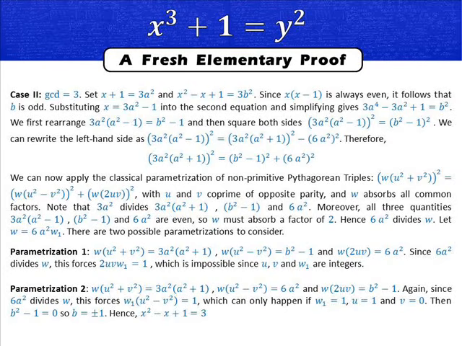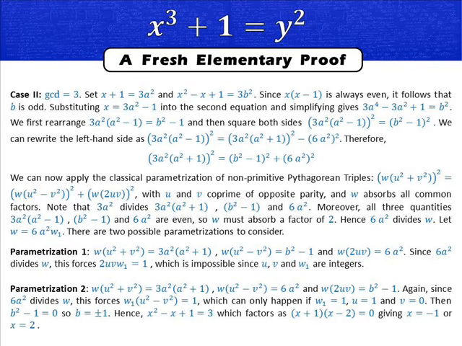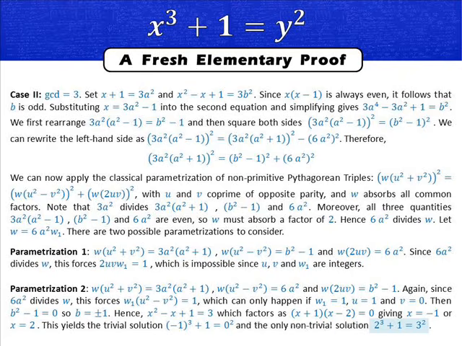Hence, x squared minus x plus 1 equals 3, which factors as (x plus 1) times (x minus 2) equals 0, giving x equals minus 1 or x equals 2. This yields the trivial solution and the only non-trivial solution: 2 cubed plus 1 equals 3 squared.